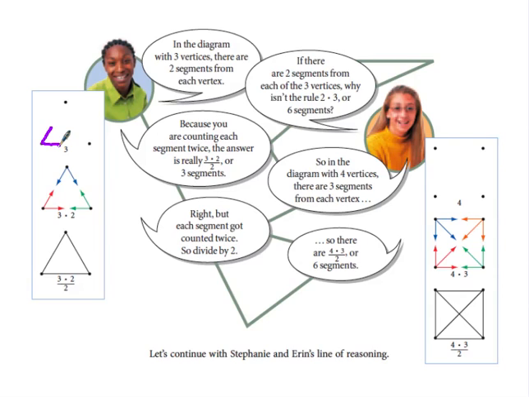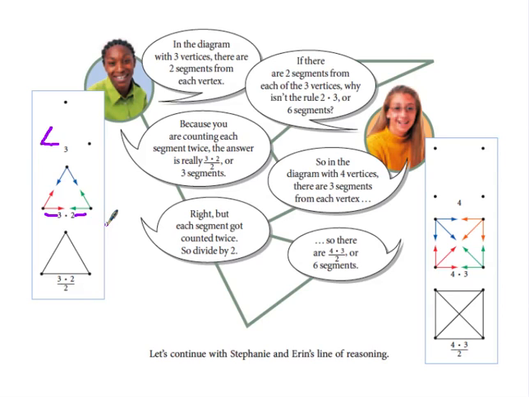So then Aaron says, if there are 2 segments from each of the 3 vertices, why isn't the rule 2 times 3, or 6 segments? Makes a good point. Stephanie says, because you are counting each segment twice. Okay, so the answer is really 3 times 2 divided by 2. So look at what happens. When she means counting it twice, you've got a red one here and a green one here. Those are the same segment. They're overlapping.